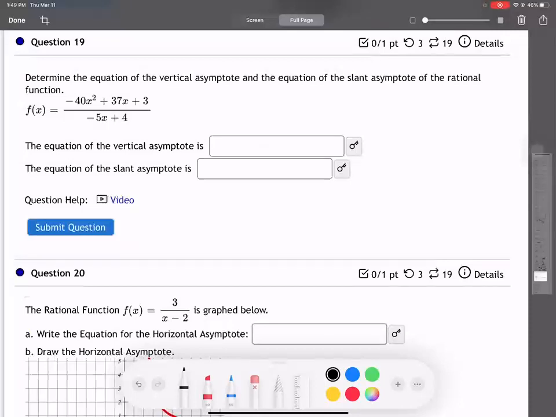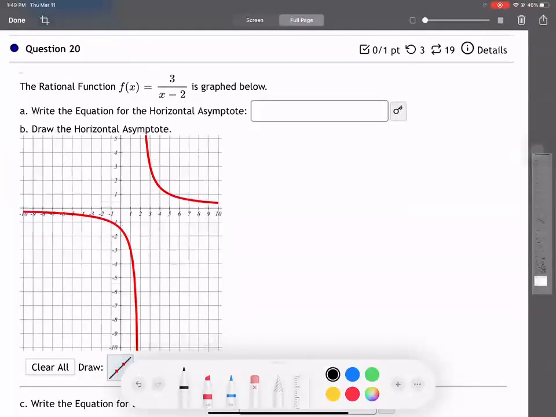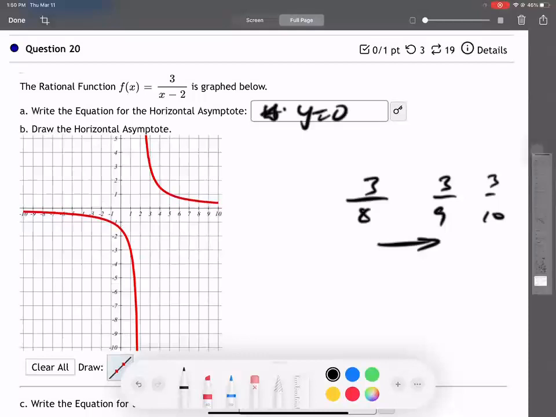And then number 20 here, rational functions, 3 divided by x minus 2. I'm going to ask you some characteristics. What is the equation of the horizontal asymptote? Looking at the variables, there are no variables on top, so we know the bottom is bigger. And I want you guys to think, if I plug in numbers like 10, 11, 12, isn't that 3 over 8? That's a small number. 3 over 9, that's an even smaller number. 3 over 10. As x gets bigger, this gets closer to 0. Our horizontal asymptote should be y is equal to 0 because the bottom is bigger.